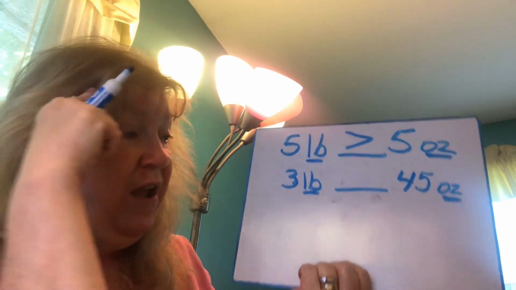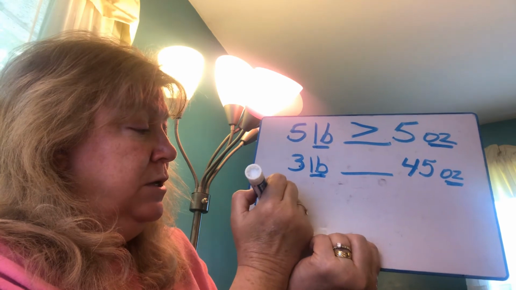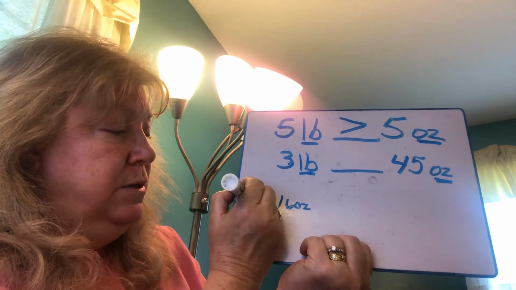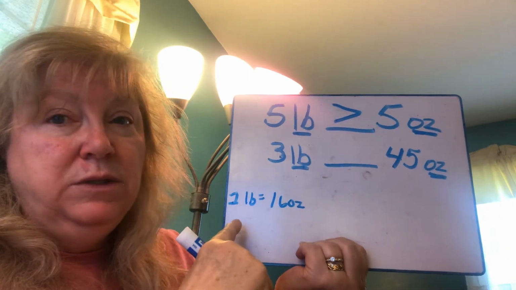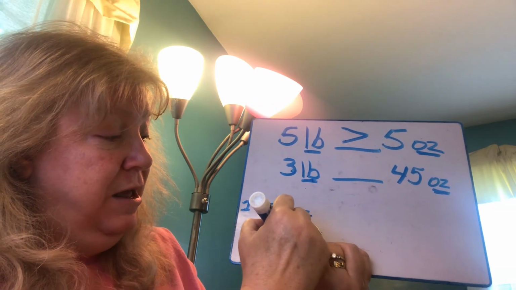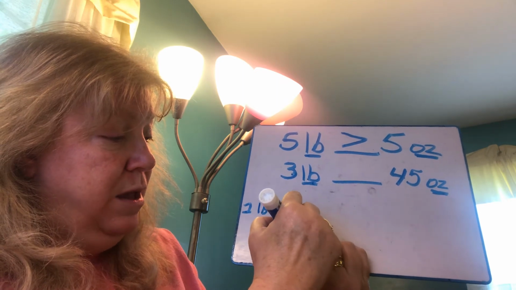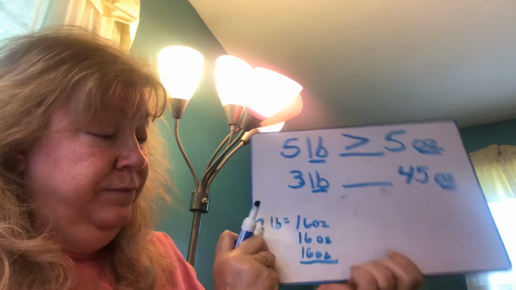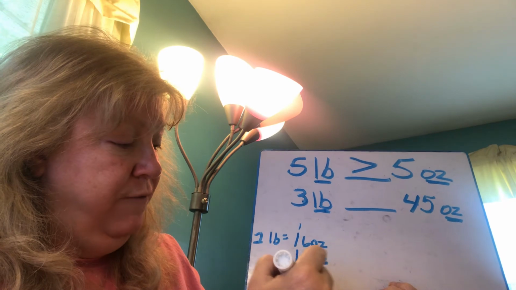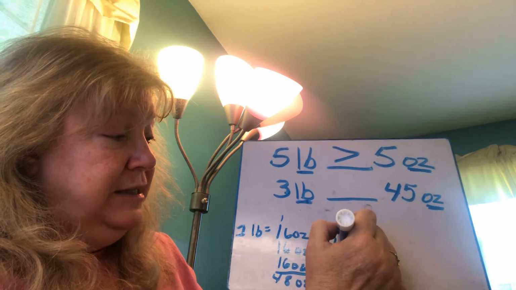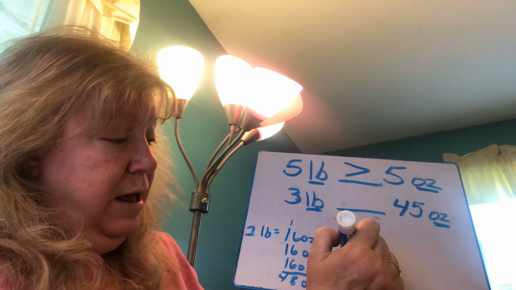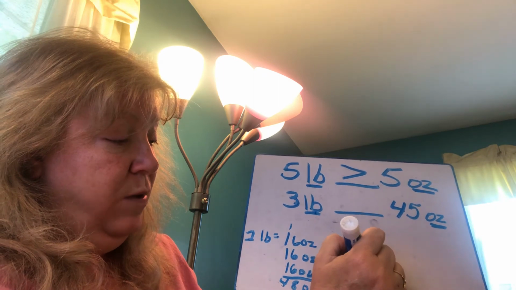So I have to think, well, 1 pound equals 16 ounces. 1 pound, that's what I'm thinking. 1 pound equals 16 ounces. So then 3 pounds would be 16 plus 16 plus 16. 3 of them. Now I can either add them, 6, 12, 18, carry the 1, 1, 2, 3, 4, and get 48 ounces. Or I could have multiplied 16 times 3, 16 ounces times 3 equals 48 ounces. Either way, I get 48 ounces.